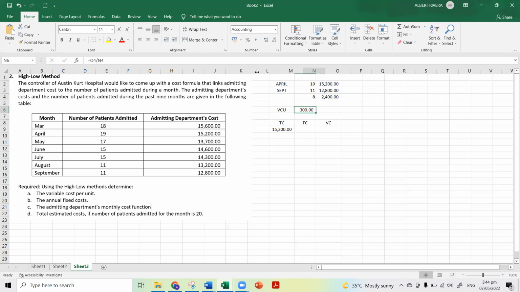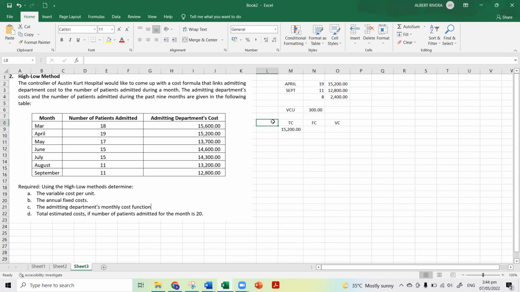If we are now in April, this is April, okay? Can you please determine what is the variable cost for April? If the variable cost per unit is 300, and the variable cost can be computed by using the variable cost per unit times the activity, and if the activity in April is 19, what is now the total variable cost per April? Okay. So that is 5,700. So that is 300 times 19. Okay? So meaning your variable cost is 5,700.